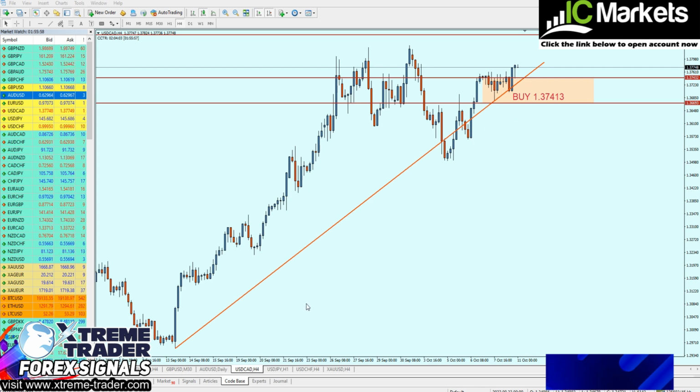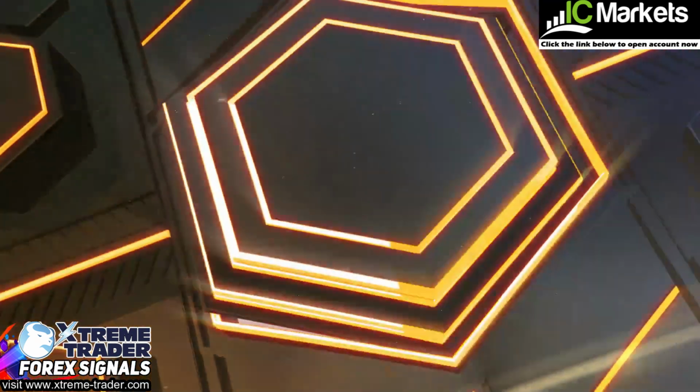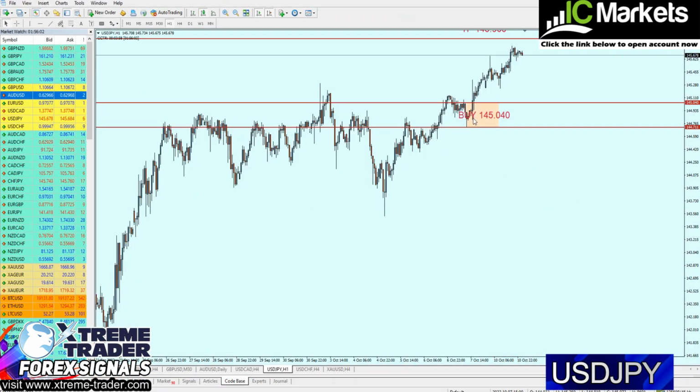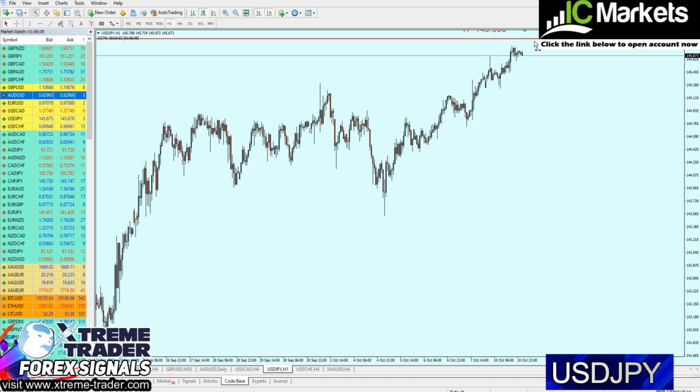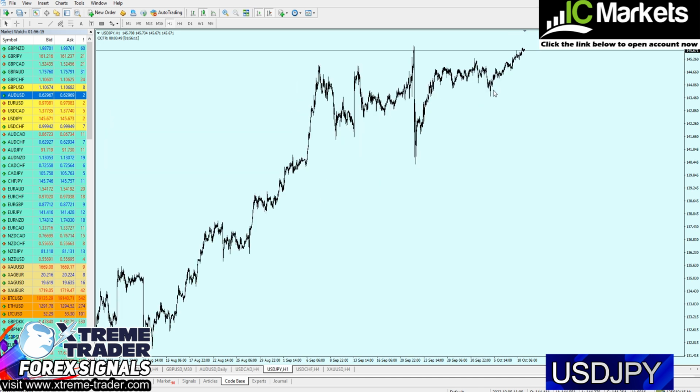Let's now move to the USD JPY. Alright, so of course, as we can see, the USD JPY is indeed rising like there is no tomorrow. And unfortunately, right now, we can see that the market has indeed broken out from the highest level of a resistance at 145.671. What can we expect right now from the USD JPY?